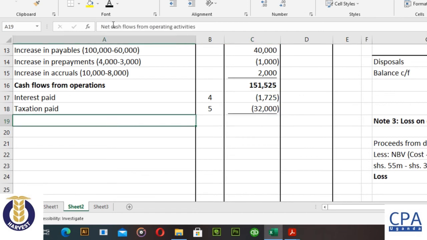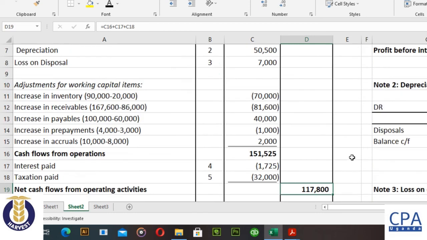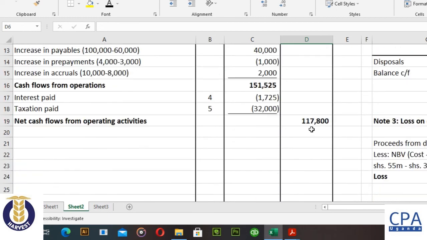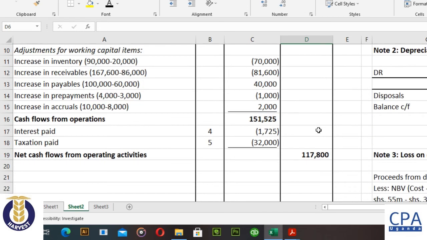So at the end of the day, we shall have to determine the net cash flows from operating activities, which is an addition of the 151 cash flow from operations, minus the interest paid, minus the taxation paid. At the end of the day, the figure that I get, I take it to the last column, as I indicated that the last column is reserved for the totals for each of the 3 parts of the cash flow statement. So all in all, that is our net cash flow from operating activities.